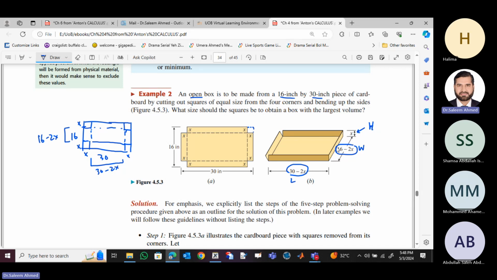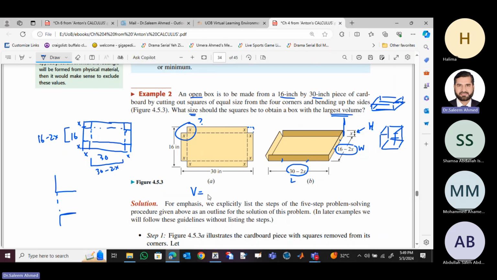So now what will be my volume? What size should the squares be? What x should I take so that my volume becomes the largest? You see, if I take a big x, my walls will be higher when I bend. To make the wall higher, my length and width will become a little smaller. But when I take a small height, then my floor is a little bigger. Height is small, floor is big. So I don't know which one gives me more volume, right?